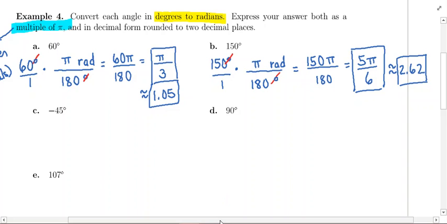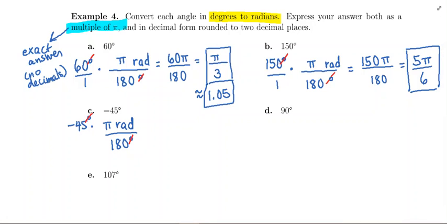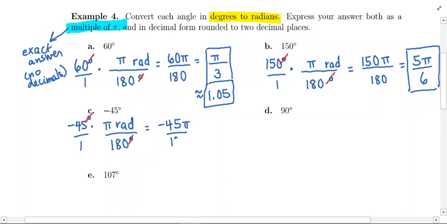Okay, all right, so let's keep trying. Okay, in part C, we have a negative angle, so this is negative 45 degrees. It's going to work the same way. You're going to take negative 45 degrees, you're going to multiply it by pi radians over 180 degrees. Okay, that way you have degrees in the top, degrees in the bottom, they cancel, leaving you with radians. Okay, all right, so now we can just multiply across the top and across the bottom. This is going to be negative 45 pi over 180.